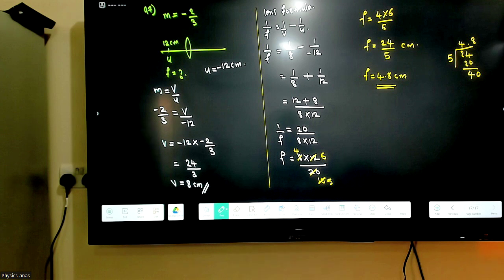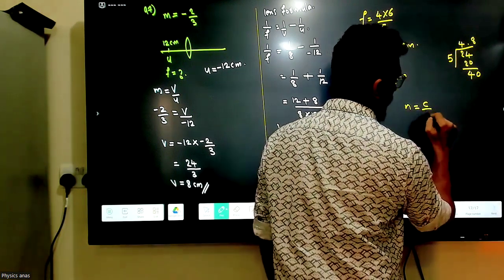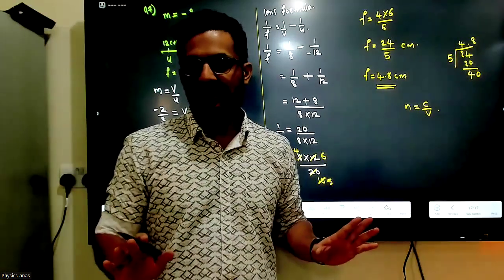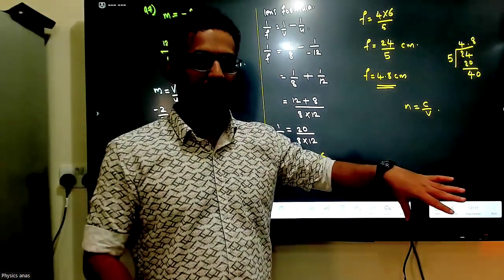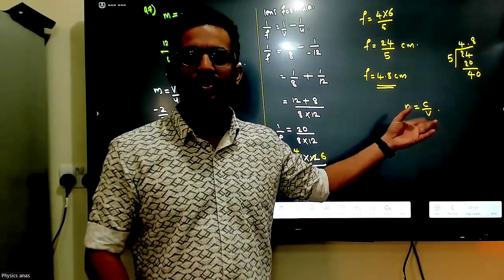What is the absolute refractive index? Just N. What is N? It's a ratio, the ratio of C by V. If you need to study N, you just study this equation only. N is equal to C by V. Now convert this equation into words, and you will get it.